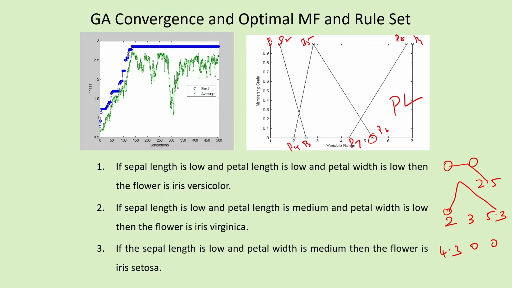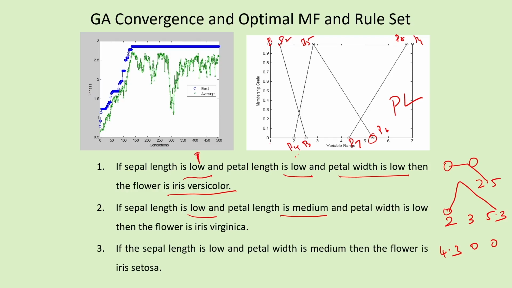So what are the rules that have been obtained? You can understand the rules from this 2, 1, 2. What does 2 represent? 2 represents medium. So if sepal length is low and petal length is low and petal width is low, then it is iris versicolor. If sepal length is low and petal length is medium, it means that sepal length is the first variable, for which low means 1.